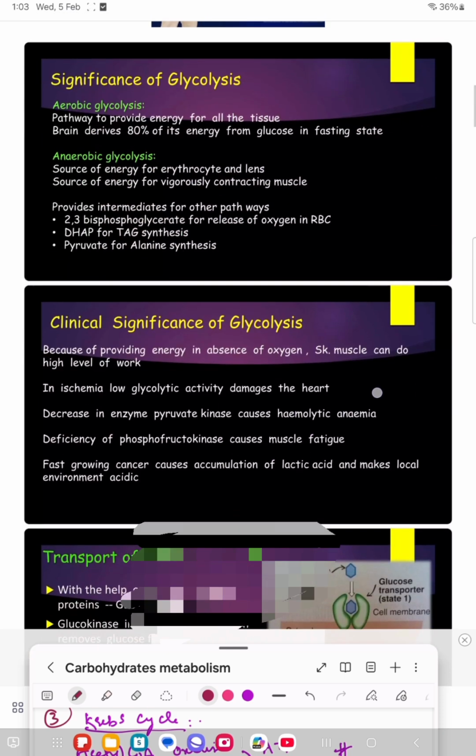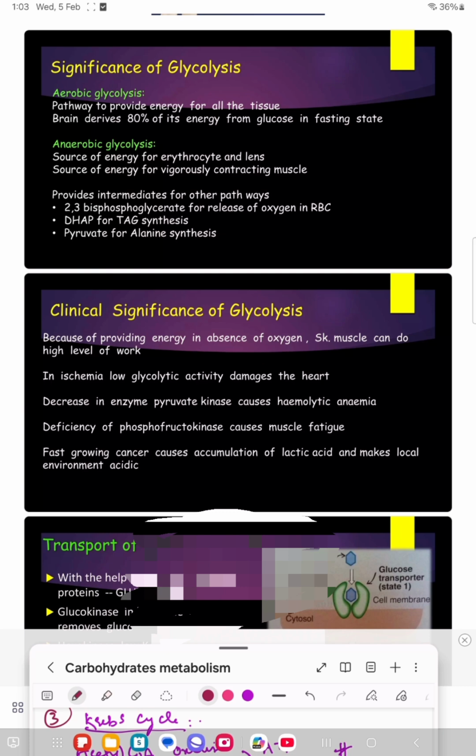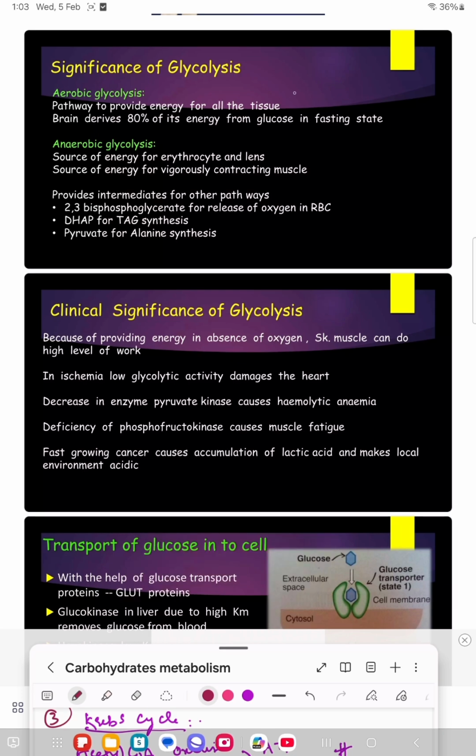Next, the significance of glycolysis. We are going to discuss the mechanism of glycolysis, but before that, we will discuss the significance of glycolysis. The first one is aerobic glycolysis. This pathway provides energy for all the tissues, as written here.